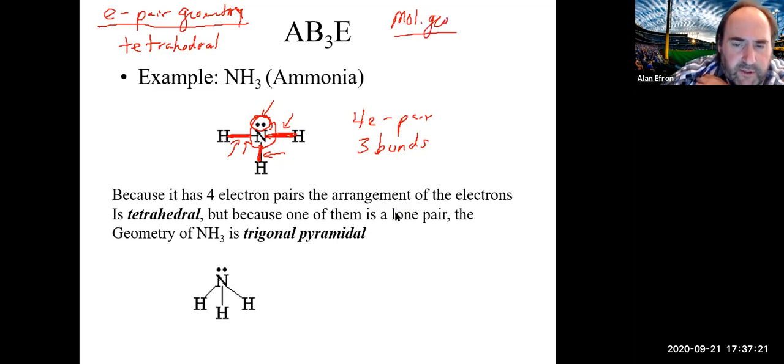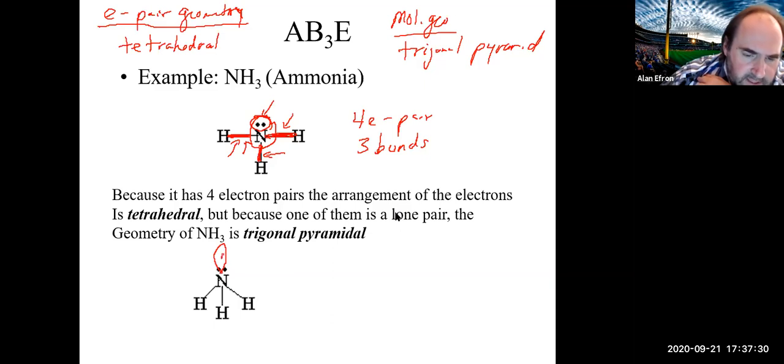of trigonal pyramid. So this non-bonding electron pair comes up like so, makes kind of a triangle shape, and then on the bottom it also makes more of a pyramid shape. Again, trigonal pyramid is the molecular geometry with four electron pairs around the central atom and three bonds.